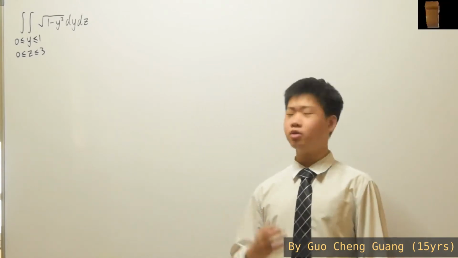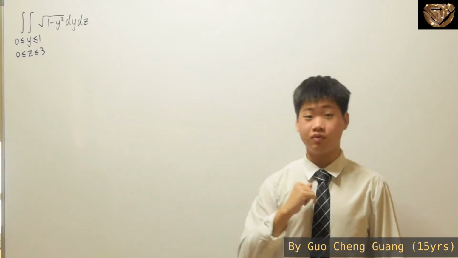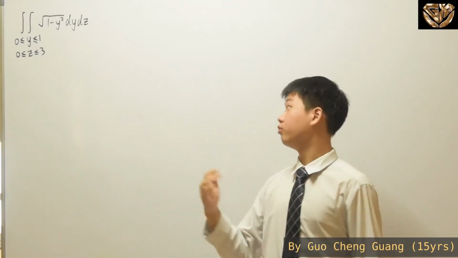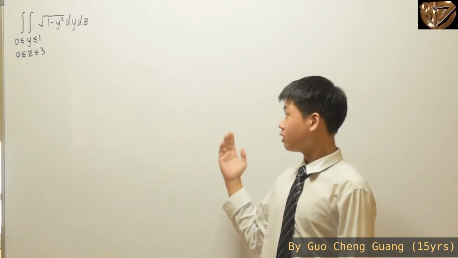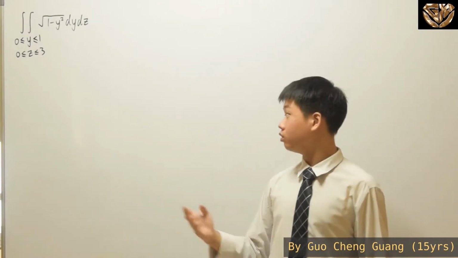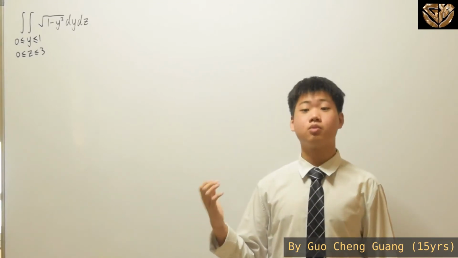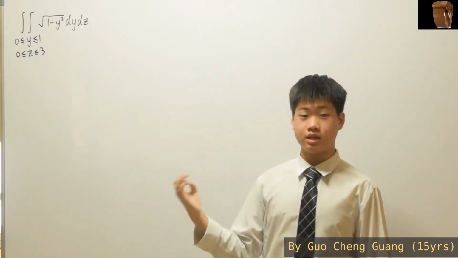In this lesson on the techniques and applications of definite integration, we will be taking a look at two examples. Here is the first, where you have a double integration: y is greater than or equal to 0 and smaller than or equal to 1, while z is greater than or equal to 0 and smaller than or equal to 3. Your integrand is square root of 1 minus y squared dy dz.